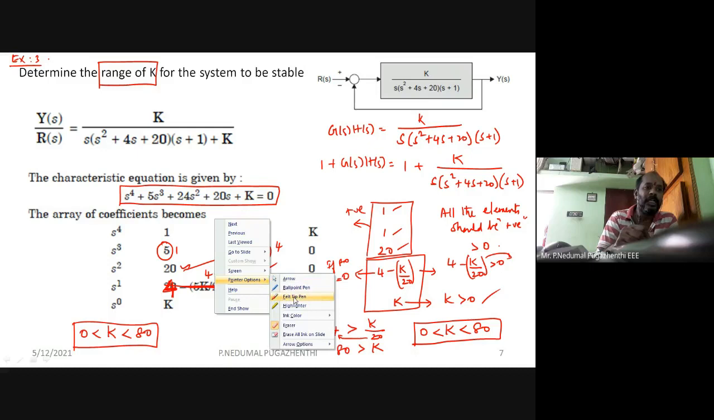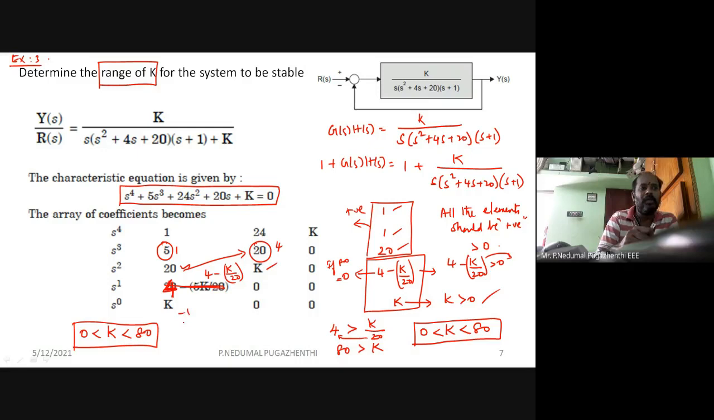Why greater than 0? If I put k equal to minus 1, what happens? The first column becomes not all positive. One negative will be there. So I have to choose all my k values greater than 0 and less than 80.